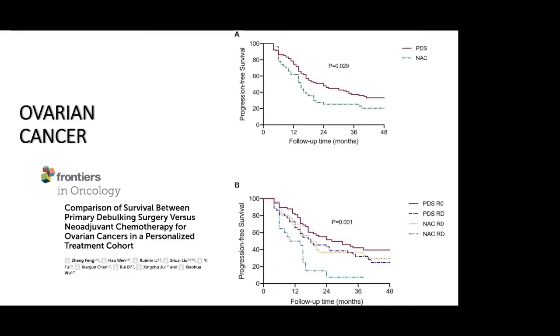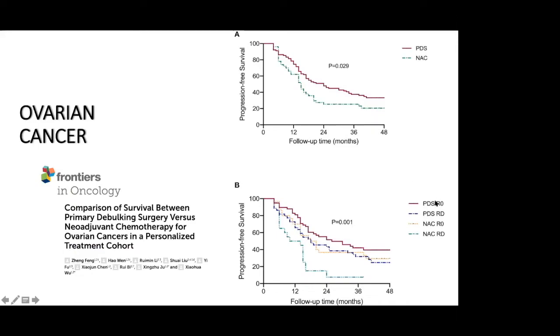What is of importance is that we as radiologists can help our surgeon by showing where the disease is, and also, before surgery, point out if there are any surgical critical sites which would preclude treatment. Critical sites are the portal hepatis, retroperitoneal lymphadenopathy above the renal vein, falciform ligament involvement, and of course small bowel involvement. This study from Frontiers in Oncology compares survival between primary debulking surgery and neoadjuvant chemotherapy. It shows that patients who get primary debulking surgery do better than those with neoadjuvant chemotherapy.